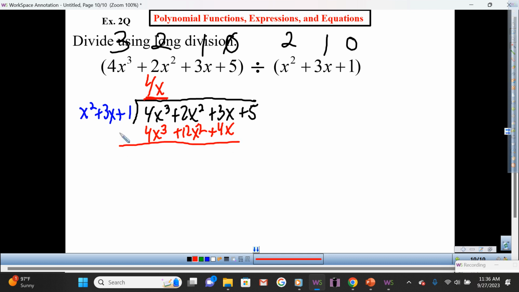We're going to subtract, which means you should have distributed this one here, here, and here. This cancels. 2x minus 12x is negative 10x squared. 3x minus 4x is negative 1x. Yes? And bring down the what? The 5. Last but not least, what number times x squared gives us negative 10x squared? What is that number, Dom?